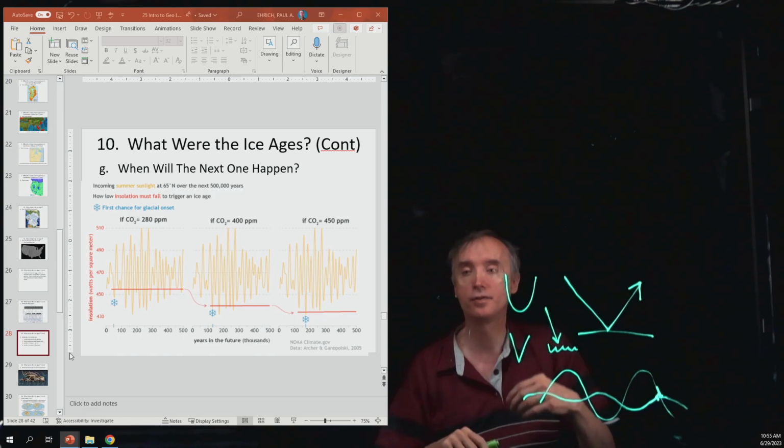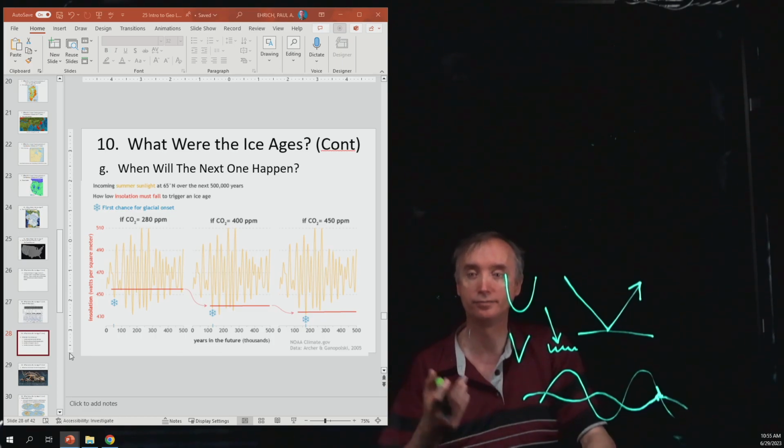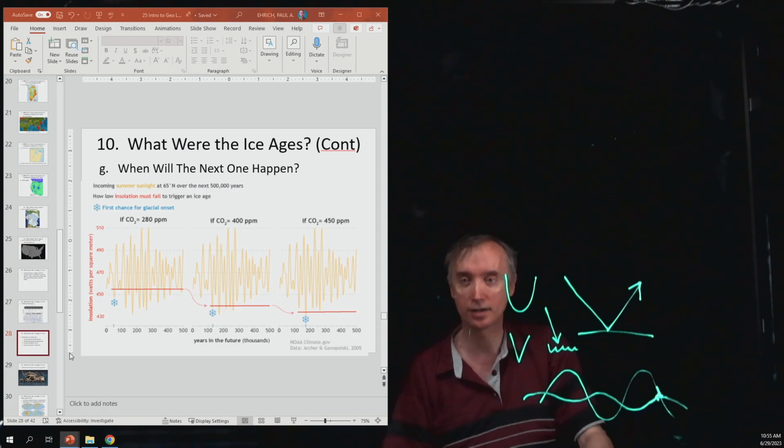On the other hand, if there's more carbon dioxide in the atmosphere, then the next ice age is going to occur 100,000 years into the future, because the climate would be overall warmer. And then the third picture shows that the next ice age would be more like 170,000 years into the future.